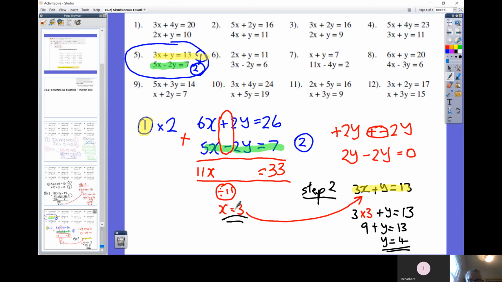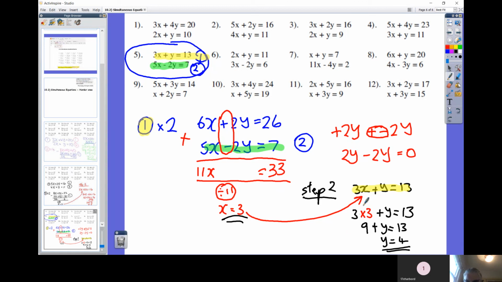Now, step 2 is the same as always. You just go back to your original 2 equations and you take whichever one takes your fancy. I always prefer one that's got an adding in it. I just think it's easier. So over here, for my step 2, I've taken the yellow one, the 3x plus y equaling 13. So I've just worked out that x is 3.